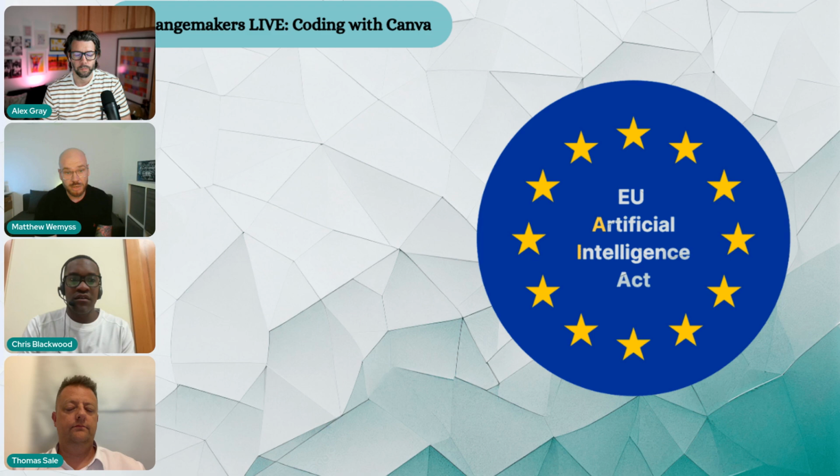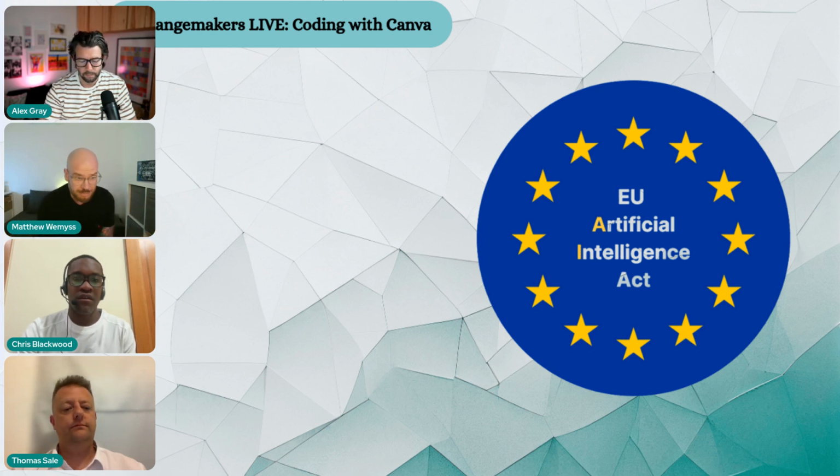Some tools will be minimal risk, like a spell checker, a spam filter, or chatbots like ChatGPT, they're already telling you they're an AI. So when you're interacting with AI, it should be clear that you're interacting with AI. There's a whole transparency layer that sits there. And then you get into the high risk domain.